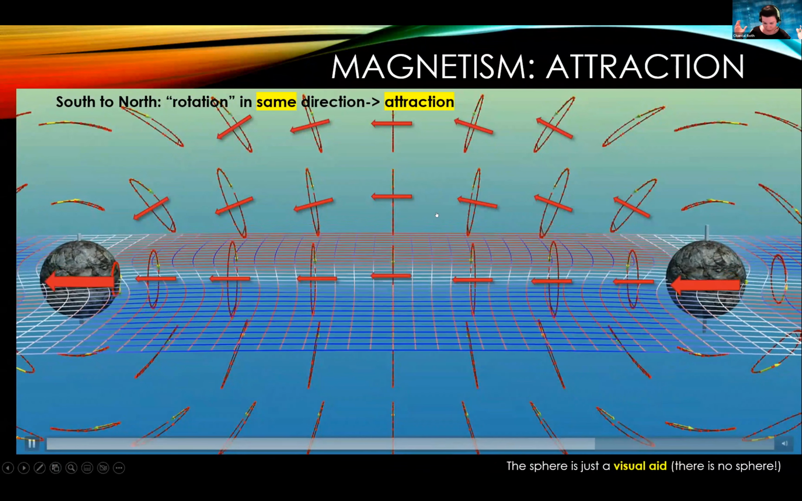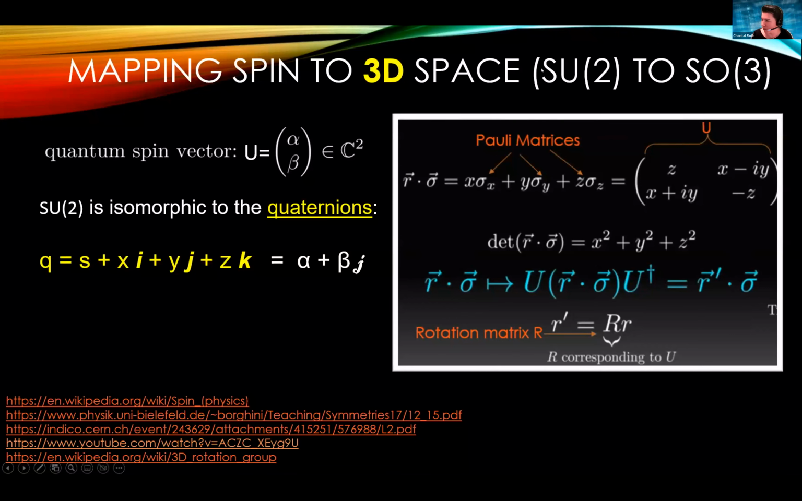So how do you actually calculate this? It turns out it's really simple. It took me a while, but as you probably already know, SU(2) maps to SO(3). This means the typical quantum spin vector, often represented with spinors, which are both complex numbers, is actually isomorphic to the quaternions. So we can map this to a quaternion. Now the question, of course, is why in the world would you use a quaternion?